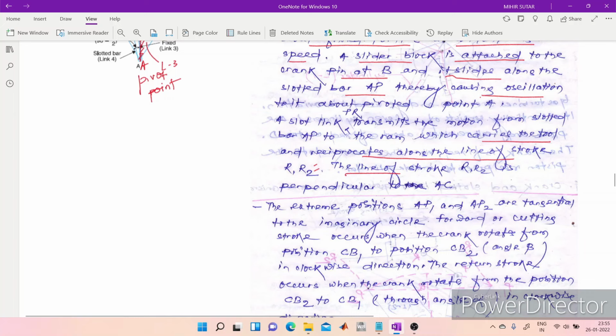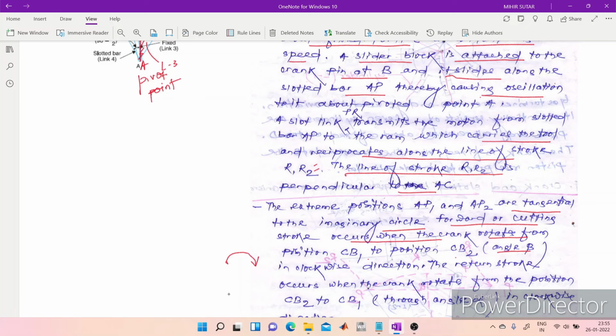The line of the stroke R1 R2, which I showed you, is perpendicular to AC. Now the extreme positions AP1 and AP2 are tangential to the imaginary circle, if you see from the schematic, and the forward or the cutting stroke occurs when the crank rotates from its position CB1 to position CB2 through an angle beta in clockwise direction.